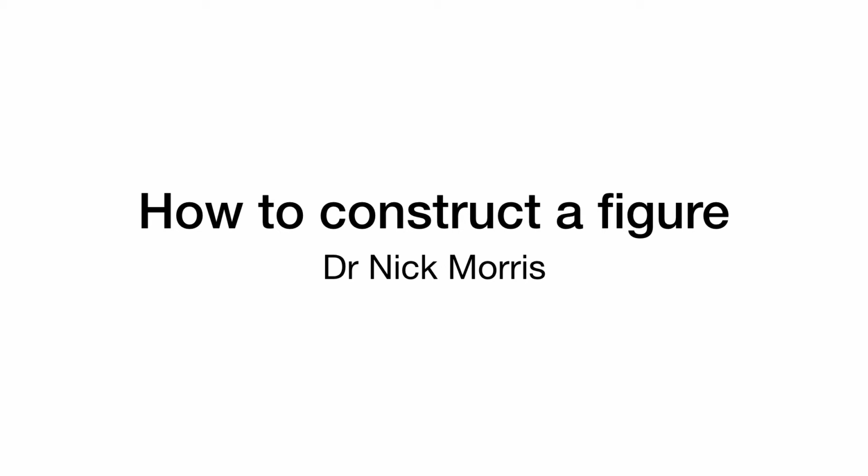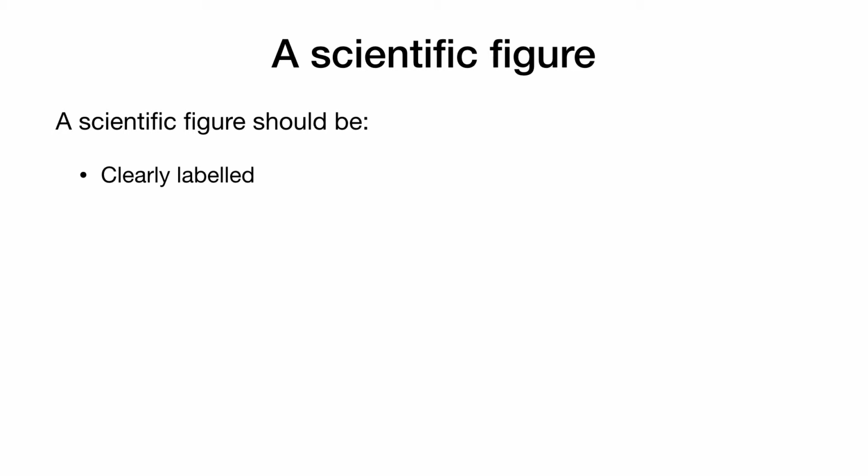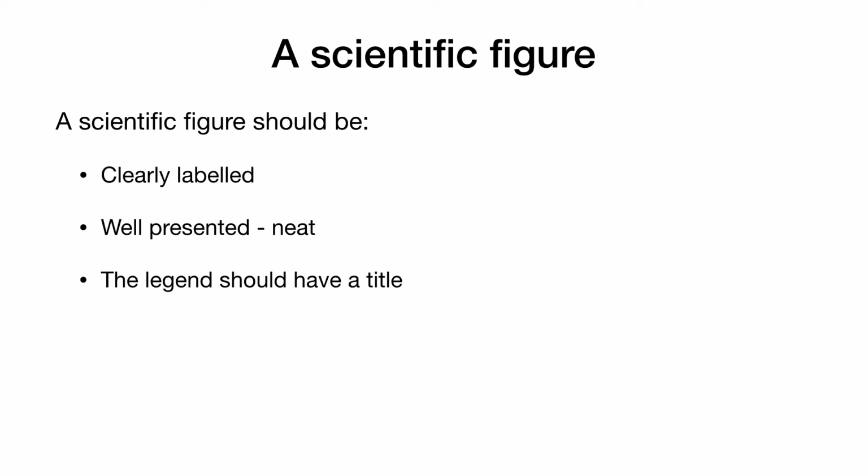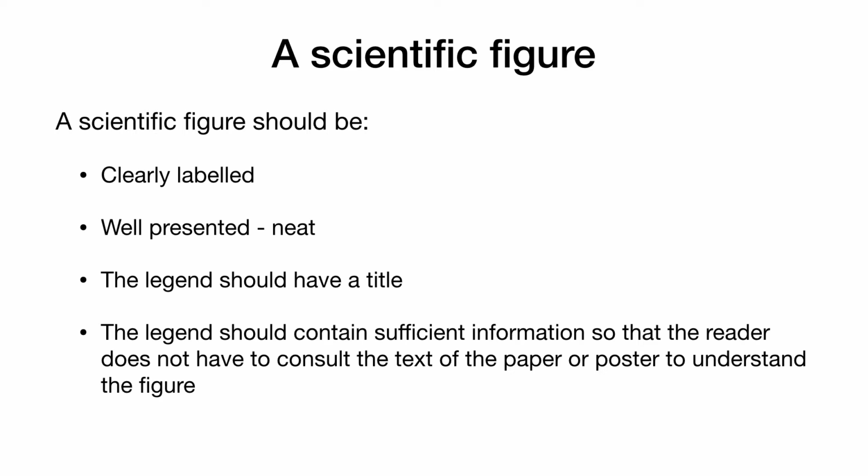In this video we're going to look at how to construct a figure for a scientific paper or poster. Now a scientific figure should be clearly labelled, it should have all lanes or points of interest labelled, it should be well presented, that is, it should be very neat and tidy, it should have a legend that has a title and has the figure number in it, and the legend should contain sufficient information so that the person looking at the figure doesn't have to go back and look at the main paper or the poster to understand the figure.